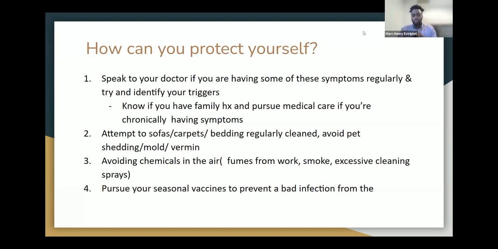And then the last major thing is to pursue seasonal vaccines, so that if you were to get an infection, it is prevented from potentially being a more severe infection. It's always better to prevent something than have to treat it. A lot of the things that we're talking about, COVID, flu, RSV, are viruses. And while we have some medication to help, we don't have the greatest medications, because viruses hide inside the cells in our body, and our body has to fight those infections.